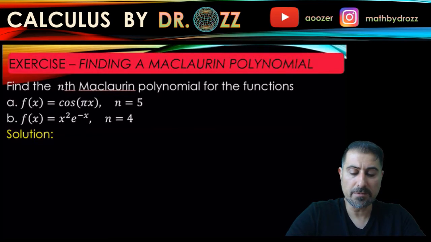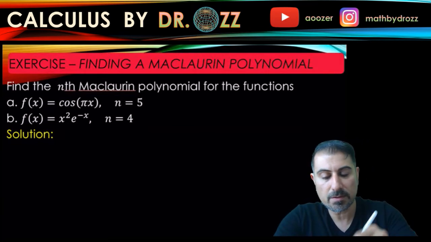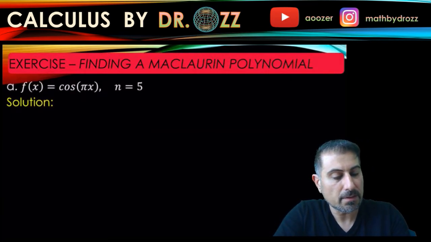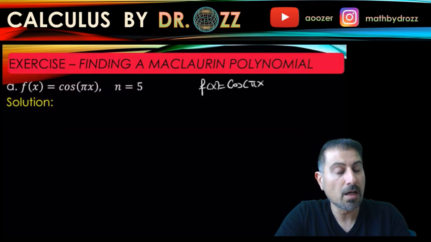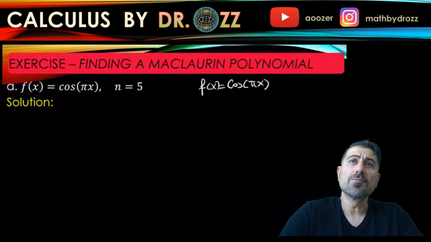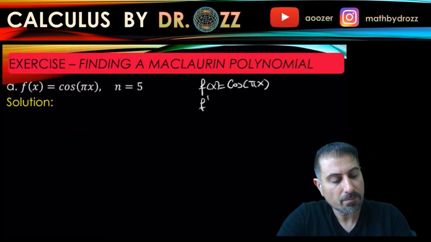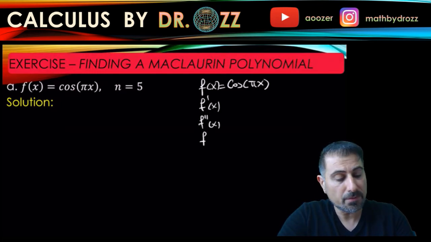We are given in part A f of x equals cosine pi x and n equals 5. That means I'm going to keep the derivatives up to the order 5. So let's start. Let me write f of x equals cosine pi x. I need the derivatives of f up to the order 5, so I need f prime, f double prime, and f triple prime.